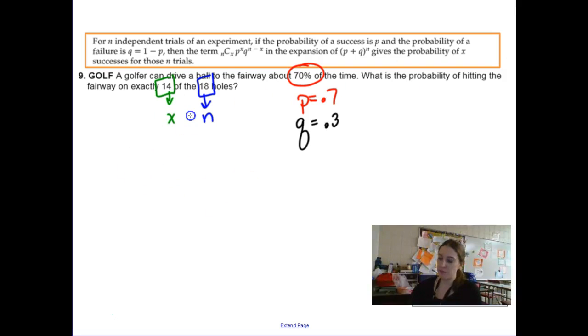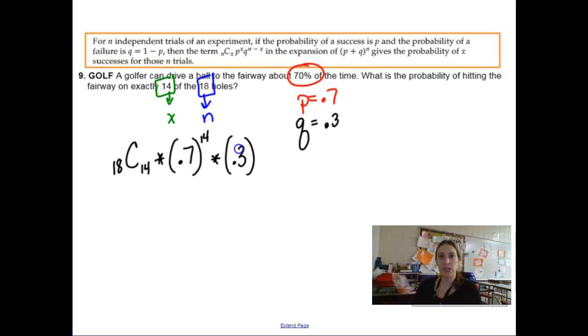Using our combination formula, I would set up 18 combinations of 14, times the probability of success, 0.7 to the X power, so 14, since 14 times we're going to win, times 0.3 to the N minus X. How many times you don't make it to the fairway would be 4, so 18 minus 4. This is what I would type in my calculator, exactly how I have that written.